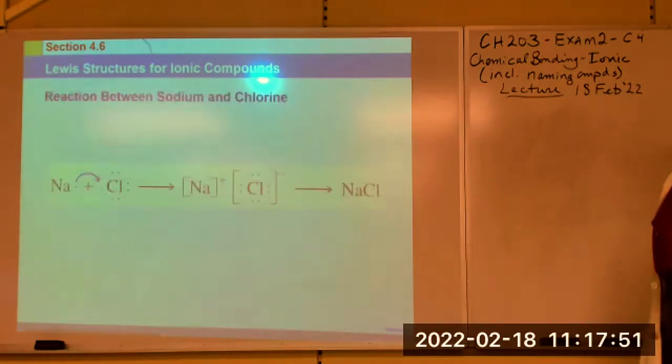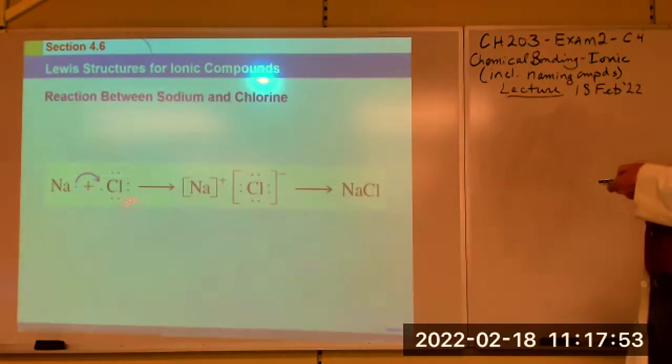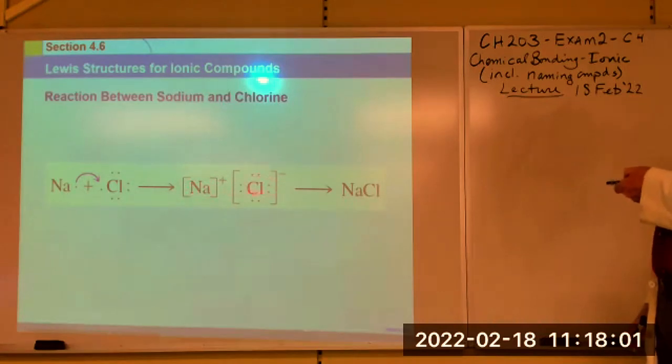The Lewis structure can show transfer of electrons. That's what this arrow means. This electron was transferred to chlorine. Now we have a deficiency here of 1 and an excess here of 1, and that's where the bond forms.